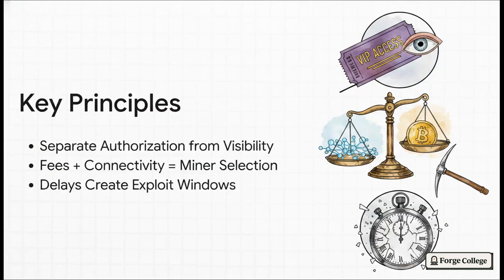So, if we boil this whole hero's journey down, there are three main takeaways you've got to remember. First, separate authorization from visibility. A perfectly valid VIP pass does not guarantee the network will quickly see your transaction. Second, fees plus connectivity equals miner selection. You need a competitive fee rate and wide propagation to get picked. And third, propagation delays create exploit windows. In this network, speed quite literally is security.